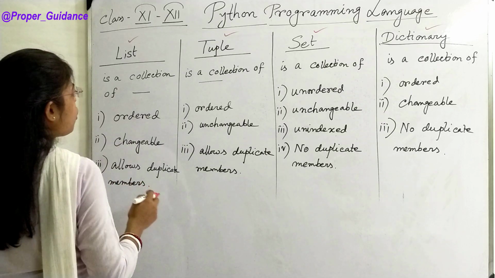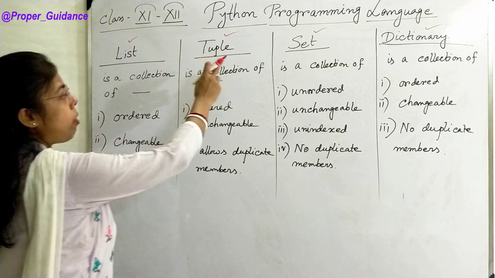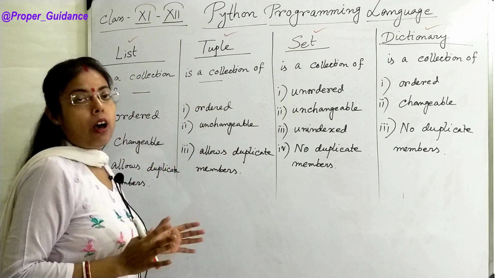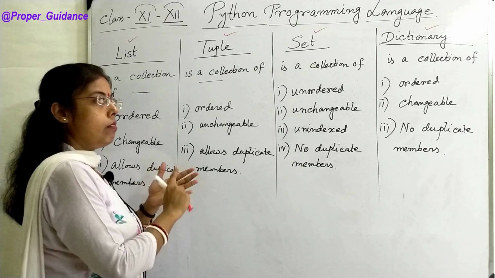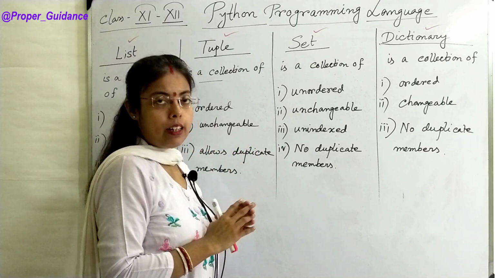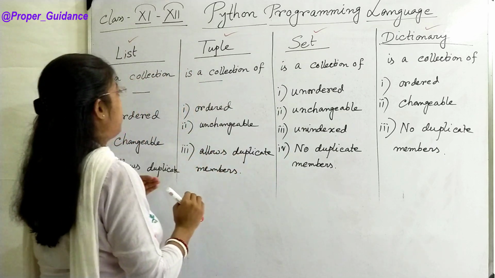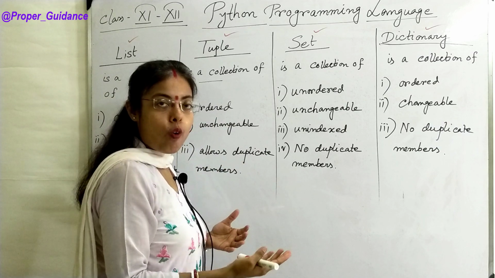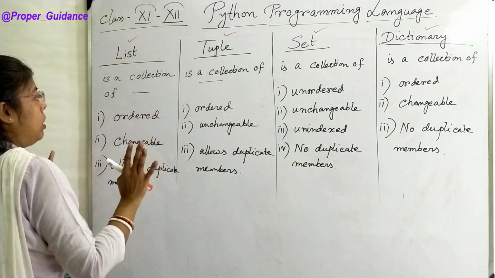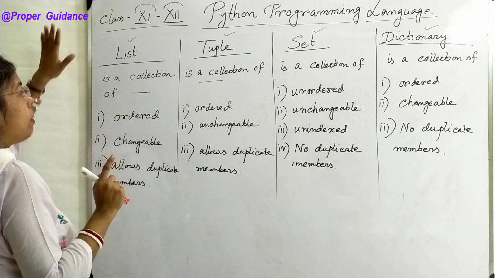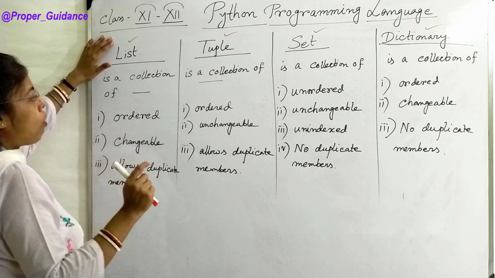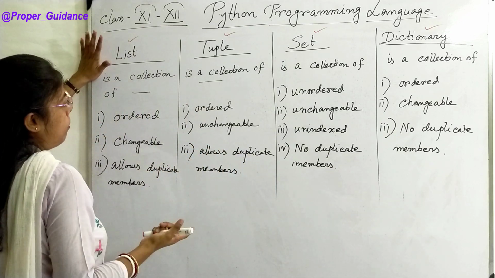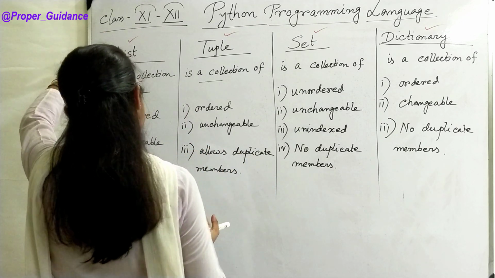See, list, tuple, set, and dictionary, all these things are a collection of data. Not a single element. Maybe there is a single element, but the concept is here. All these four things are used to store something more, more than one element. So, the first one is list.